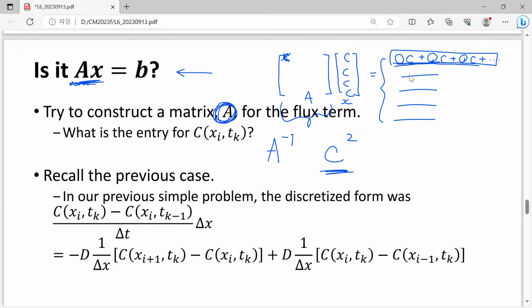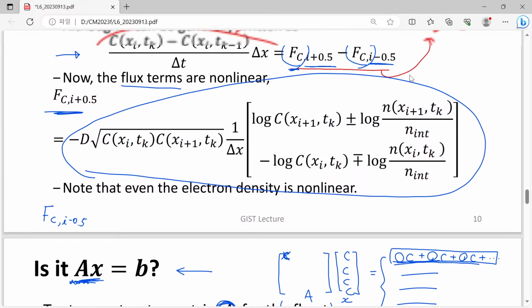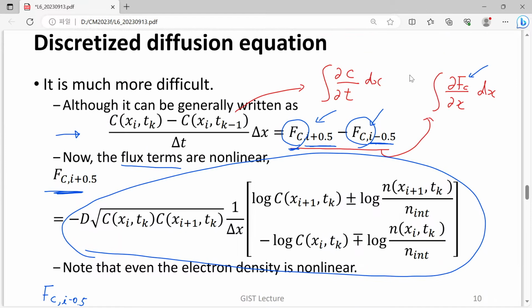So it's not possible. This preferred form Ax equals b always gives us just a linear combination of our unknown variables. Unfortunately, the flux term shown here cannot be expressed as a linear combination of our solution variables. That's the problem.